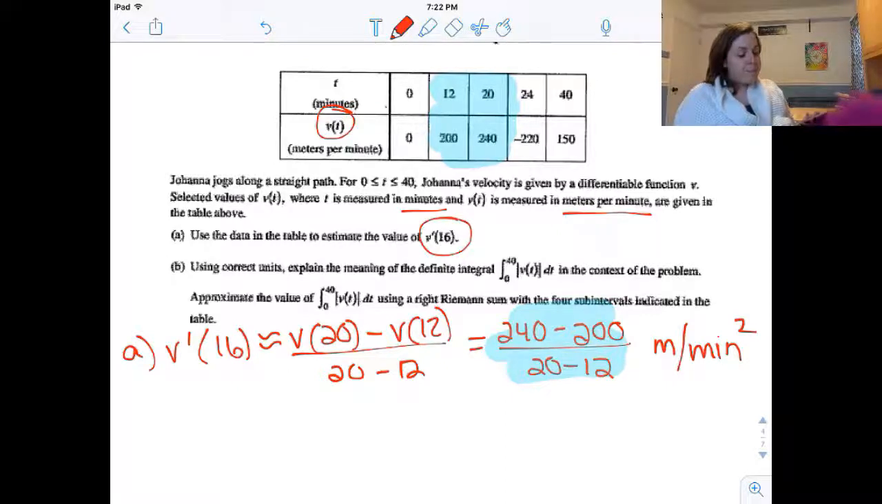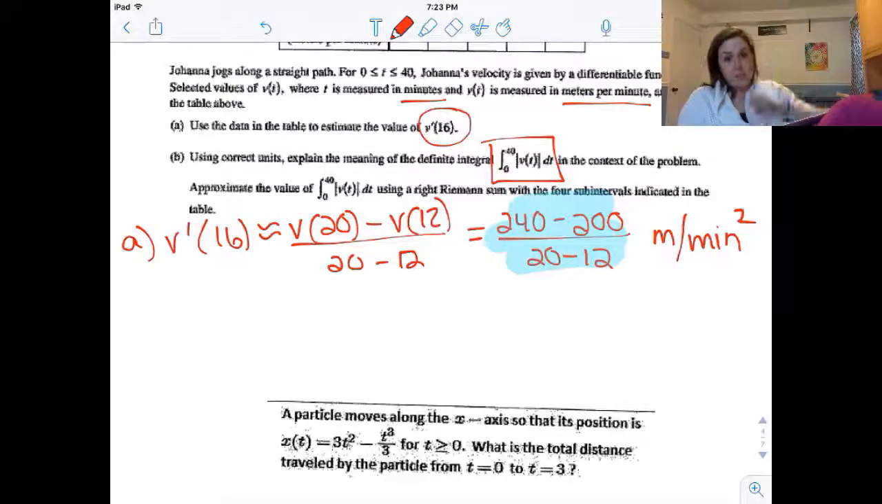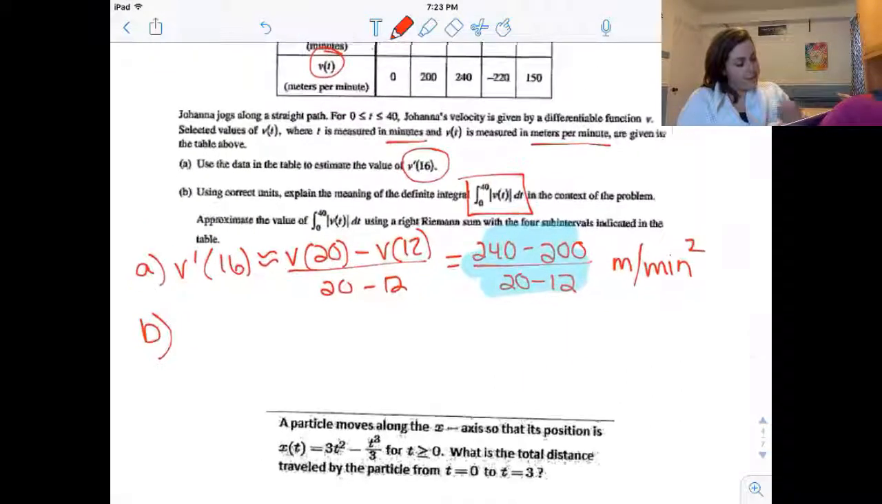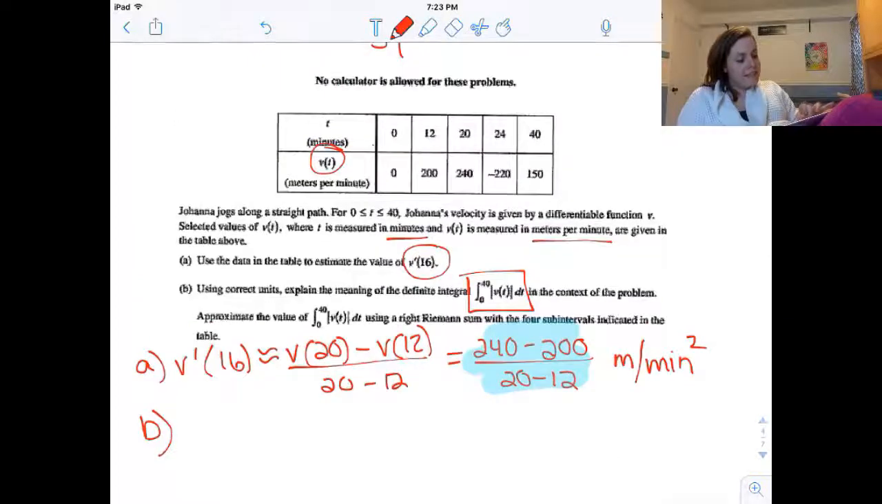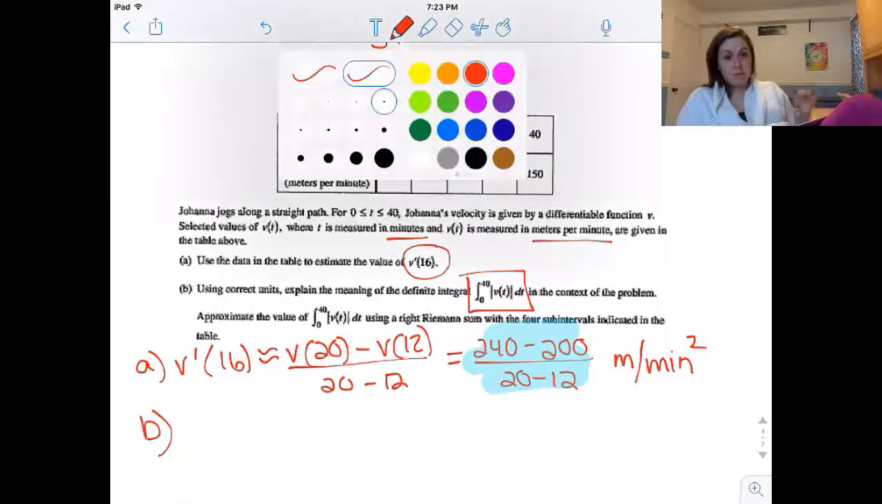All right, part B says, using correct units, explain the meaning of the definite integral, the integral from 0 to 40 of absolute value of V of t, approximate it using a right Riemann sum with 4 subintervals. So let's start with the Riemann sum, and then we'll talk about the integral. So B, to find this Riemann sum, notice that I've got a negative value here, and I want the absolute value. So when I do this Riemann sum, I'm just going to pretend that that's a positive 220. Treat it like it's absolute value.